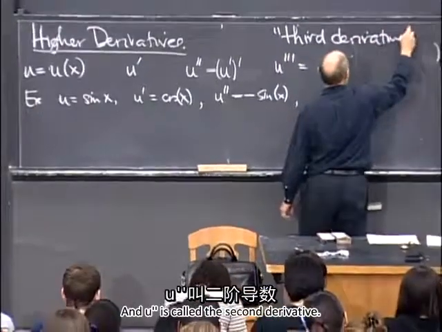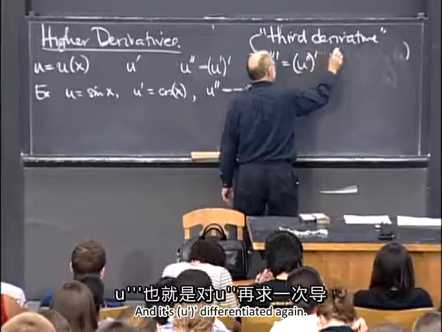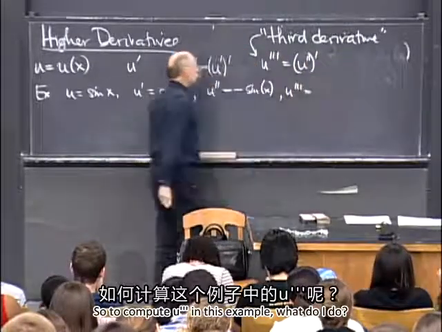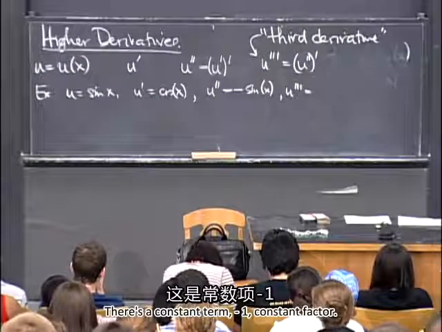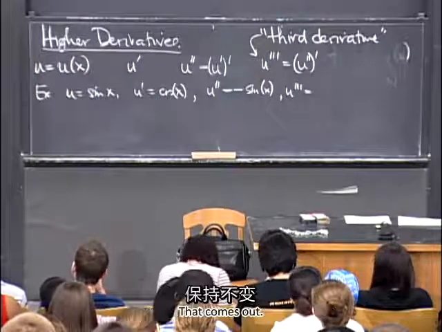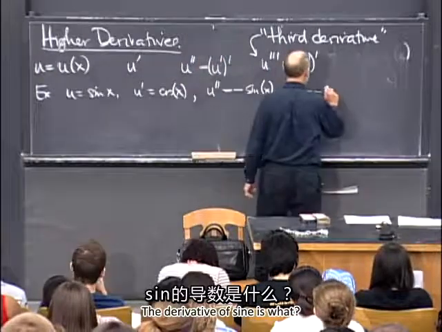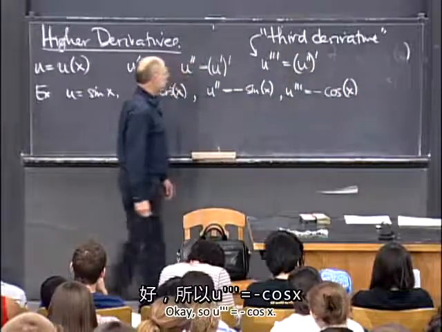And u prime prime is called the second derivative. And it's u prime differentiated again. So to compute u prime prime prime in this example, what do I do? I differentiate that again. There's a constant factor, minus 1, that comes out. The derivative of sine is what? Okay, so u prime prime prime is minus the cosine of x.